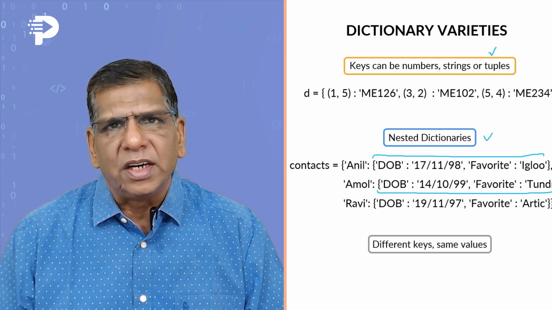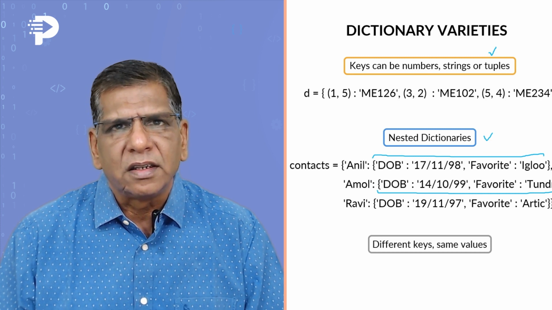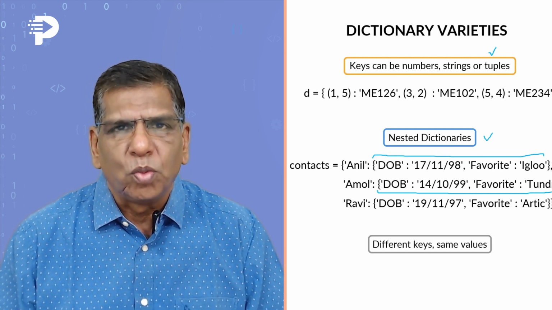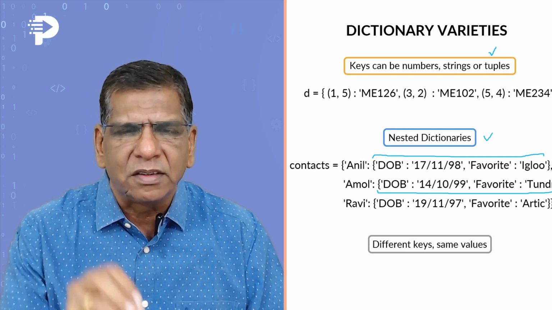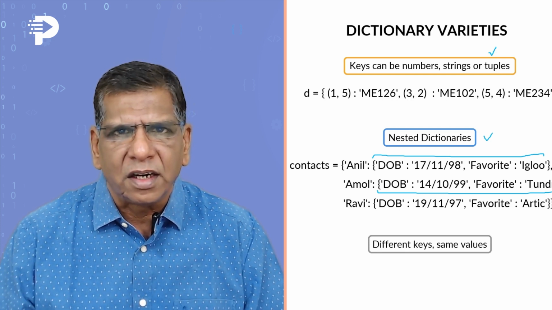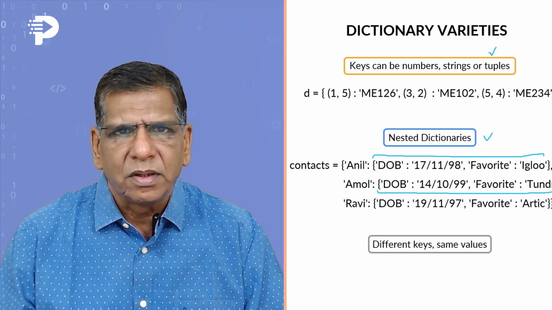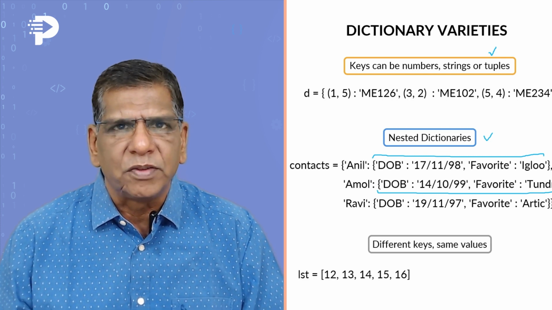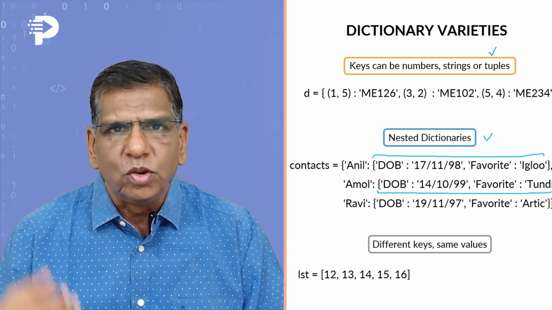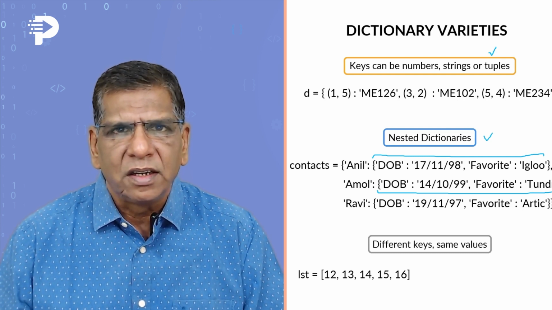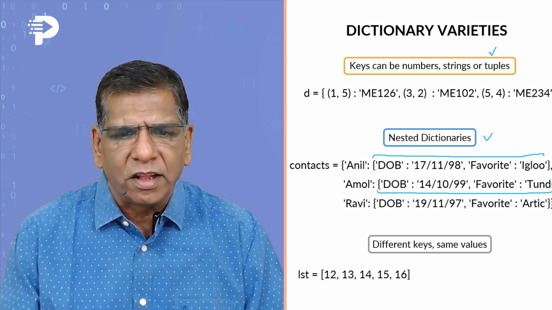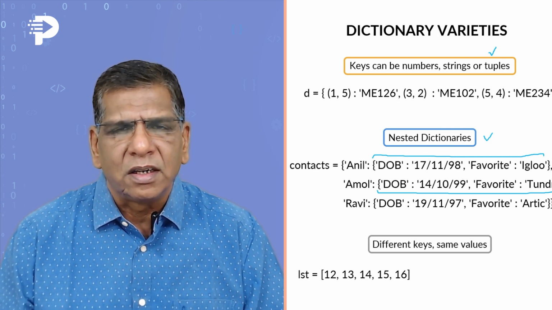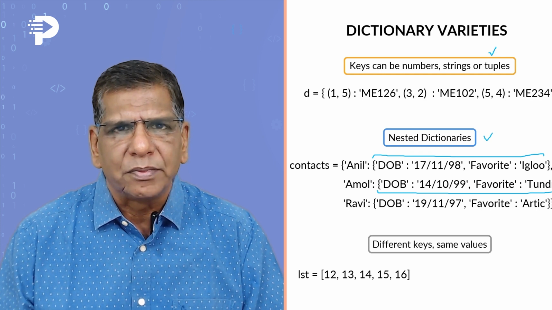I may also create a dictionary where keys are different but values are same. Moreover, these keys, if they are present in some other container type, you can use them. For example, you may have a list containing 12, 13, 14, 15, 16, and now you wish to create a dictionary where key values are 12, 13, 14, 15, 16, and then we have a common dictionary value for them.